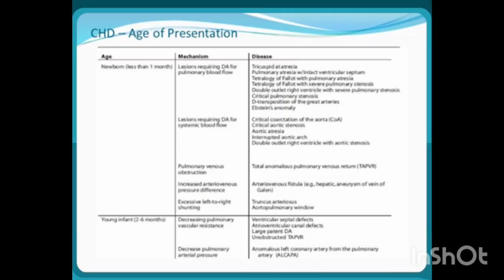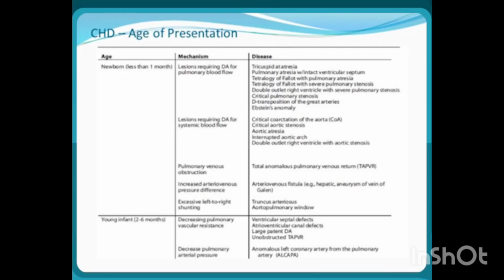Which are the ductus dependent lesions? Ductus dependent pulmonary circulation situations are pulmonary atresia with intact ventricular septum, TOF with severe pulmonary stenosis, TOF with pulmonary atresia, tricuspid atresia with severe pulmonary stenosis, or Ebstein anomaly. These are mostly functional pulmonary atresia situations in Ebstein anomaly. Then duct dependent systemic circulation lesions are critical coarctation of aorta, critical AS, aortic atresia, interrupted aortic arch. These present during the first week of life, during the first few days, when the duct is about to close, in the first 3 to 4 days of life.